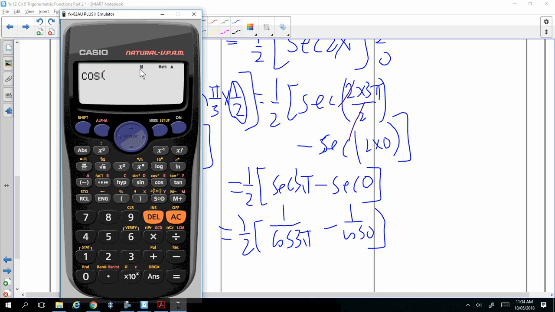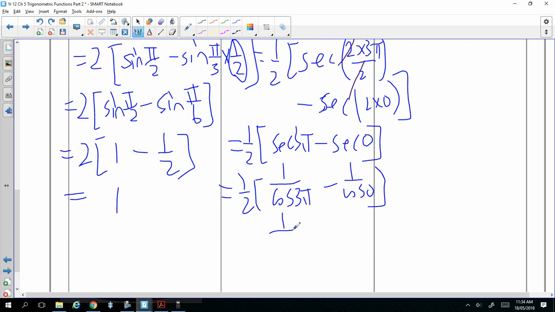And then I think 0 is 1. All right, 1 and negative 1. So you write 1 over negative 1 minus 1 over 1. So that will be negative 2. So the answer is negative 1. It's your final answer. Try the next one.